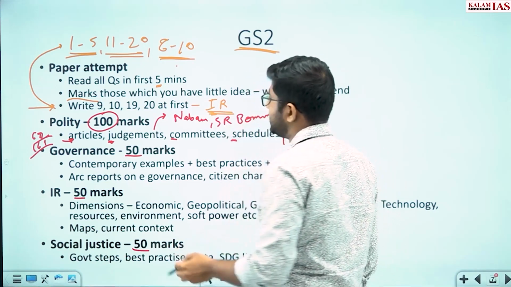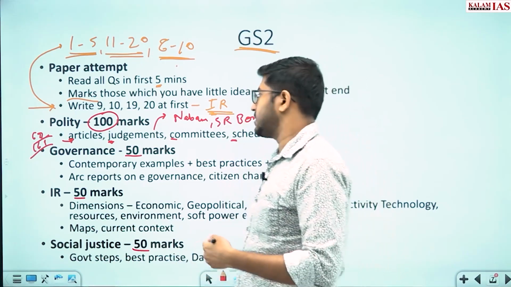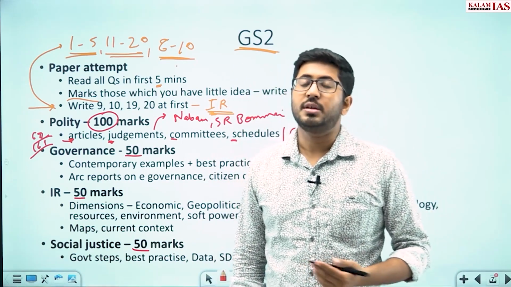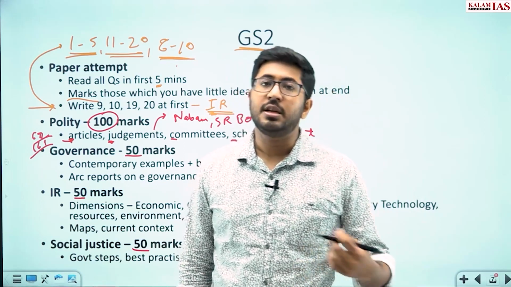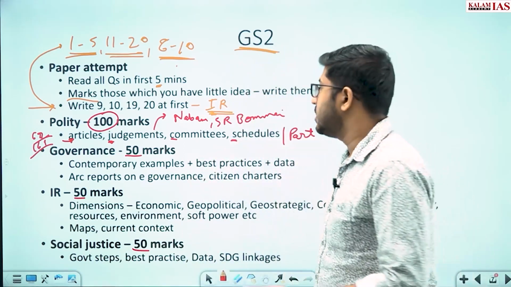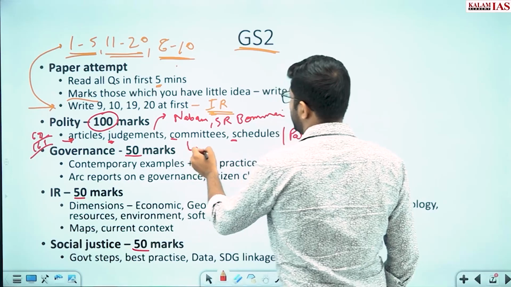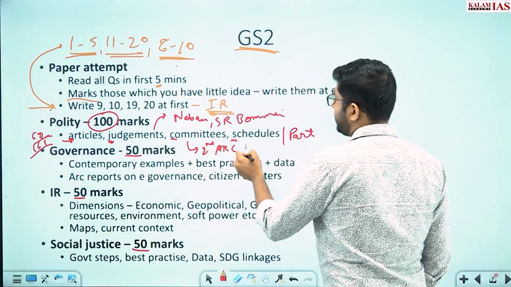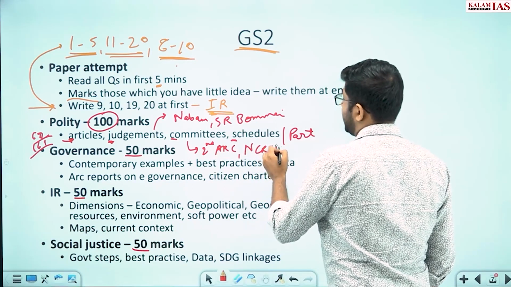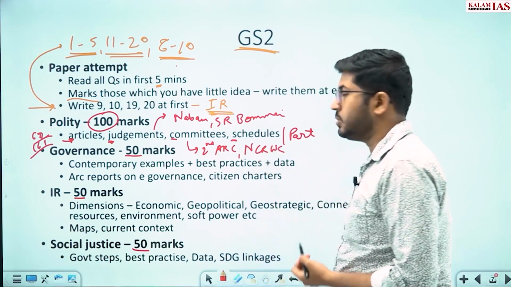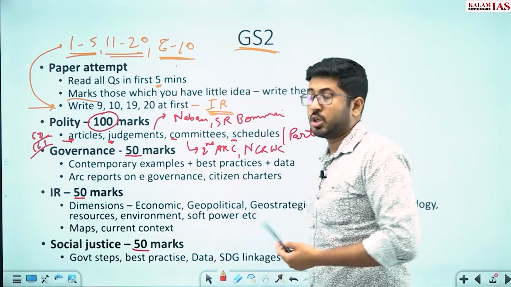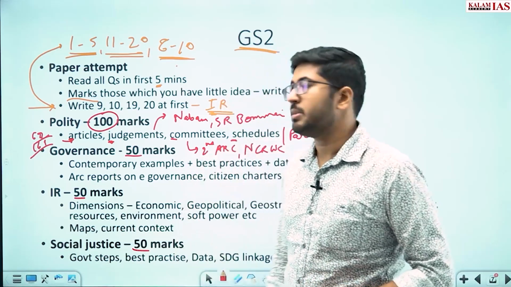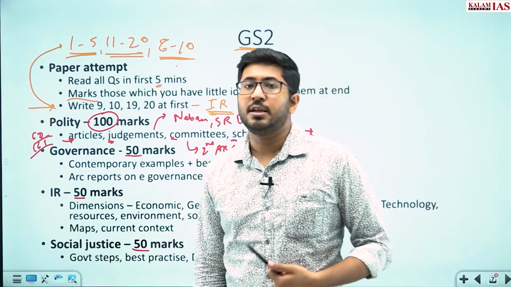And then committees, like there are committee recommendations of Sarkaria and Punchhi Commission on Governor, or you can mention NCRWC, which has made a lot of recommendations, or second ARC. So that way you can quote what these committees' reports have mentioned in their directions, and that will add a lot of value to your answer. And then schedule, suppose the question is of Panchayati Raj or urban local bodies, so you can mention Schedule 11, Schedule 12 depending on the question.